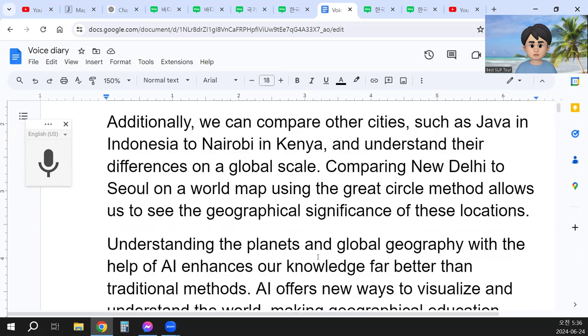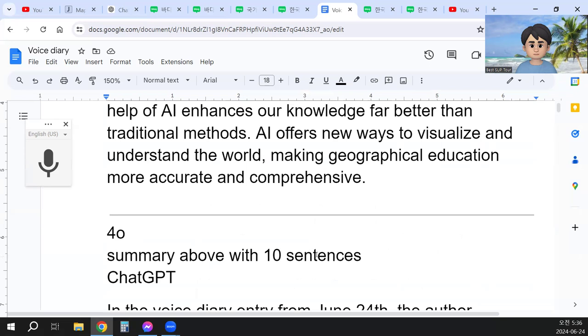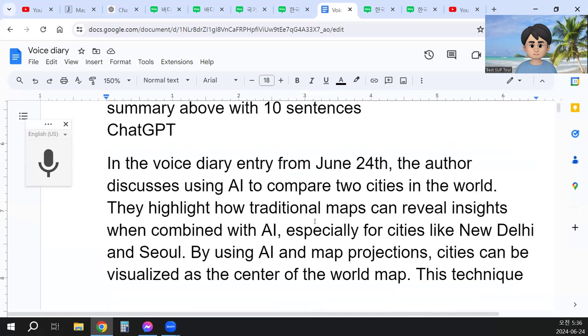Additionally, we can compare other cities such as Java in Indonesia to Nairobi in Kenya and understand their difference on a global scale. Comparing New Delhi to Seoul on a world map using the Great Circle method allows us to see the geographical significance of these locations. Understanding the planet and global Europe with the help of AI enhances our knowledge far better than traditional methods. AI offers new ways to visualize and understand the world, making geographical education more accurate and comprehensive.